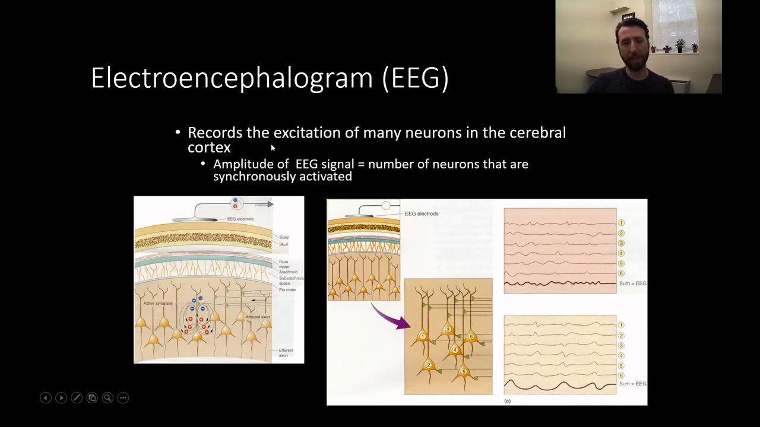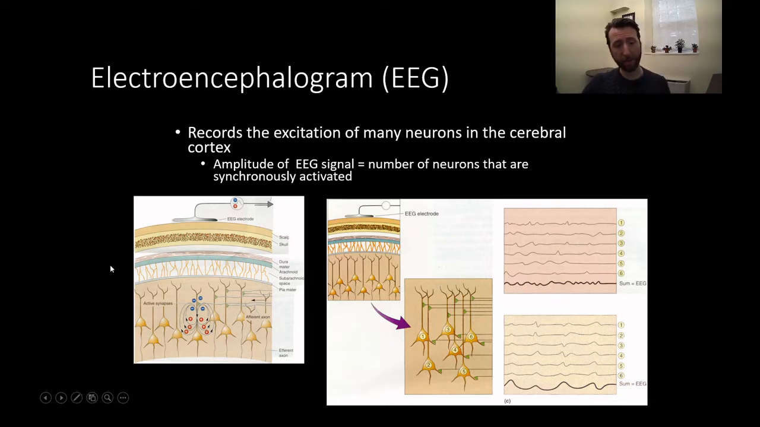So what are we looking at with EEG? EEG records the excitation of many neurons in the cerebral cortex. Remember, EEG cannot penetrate the cortex and measure activity at deeper brain regions, but it does a great job of measuring activity in the cortex. So we can tell a couple of things from this signal.